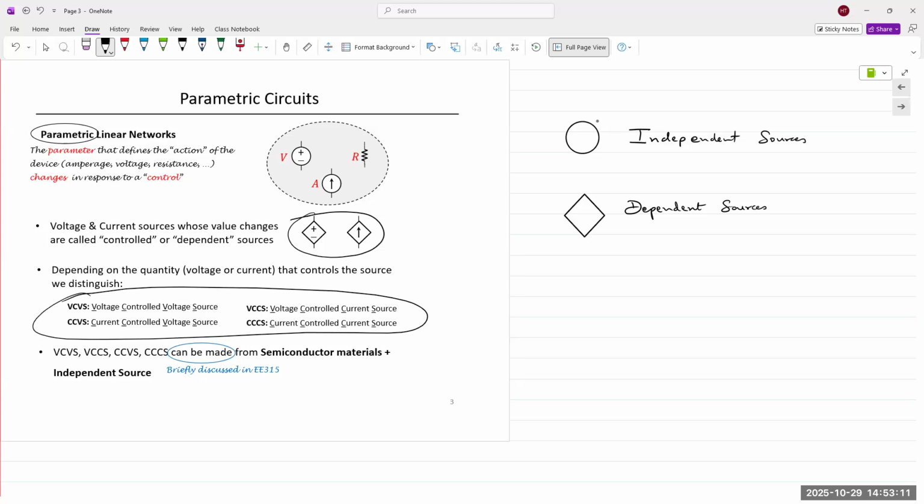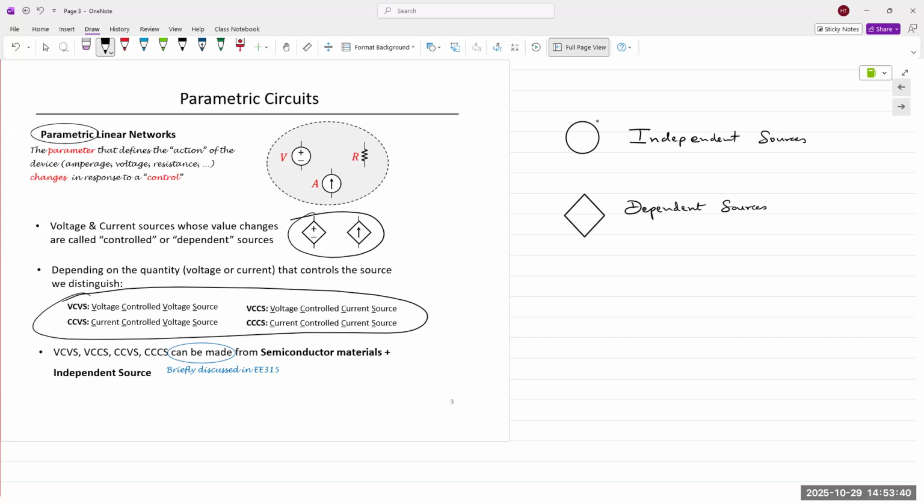For the most part, you will come across them as part of models. So nonlinear devices like diodes, transistors, microchips like op amps, all of those have several different kinds of models. We have different models to account for different parameters and different use cases.